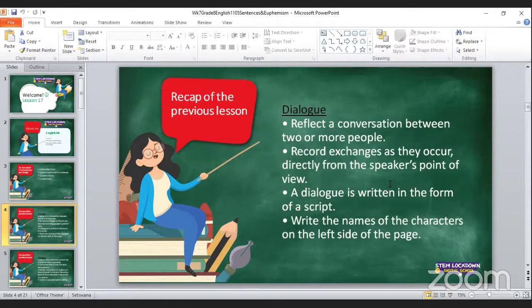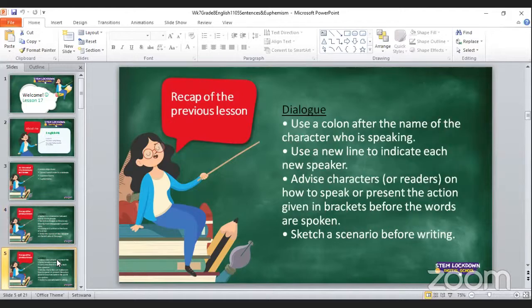I spoke about how a dialogue reflects a conversation between two or more people. I also talked about how a dialogue is written: it is written in the form of a script, and you write the names of the characters on the left side of the page. I also had an example where I showed you how to read a dialogue, and I gave you homework to write a dialogue.